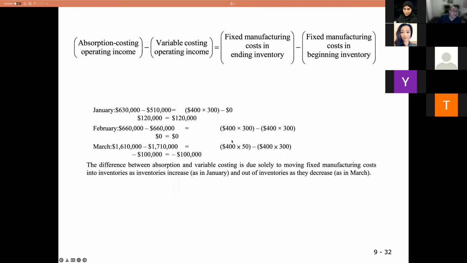So you can see when we tested this equation, it works very well, right? So sometimes you don't have to calculate. If you know the variable costing operating income, if you know the ending inventory balance and beginning balance, you don't have to calculate absorption costing the way I do it. You can just use this equation, right?